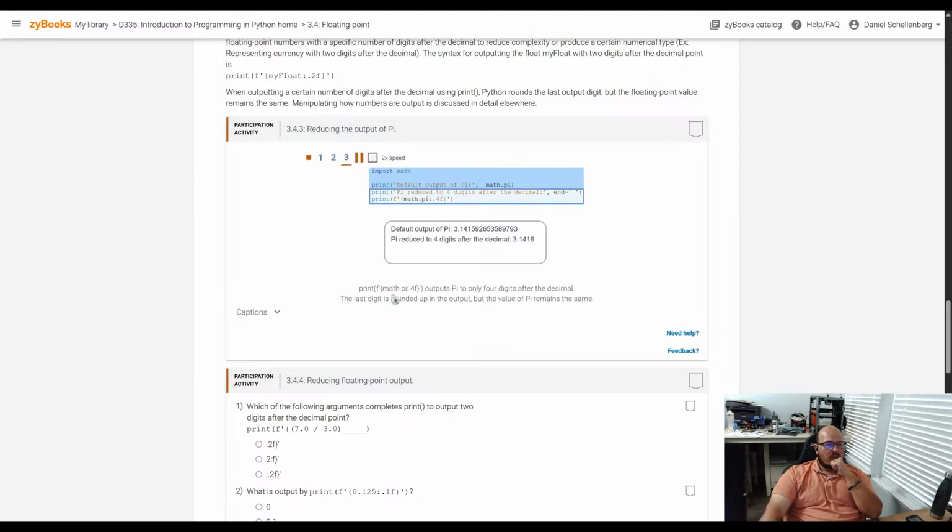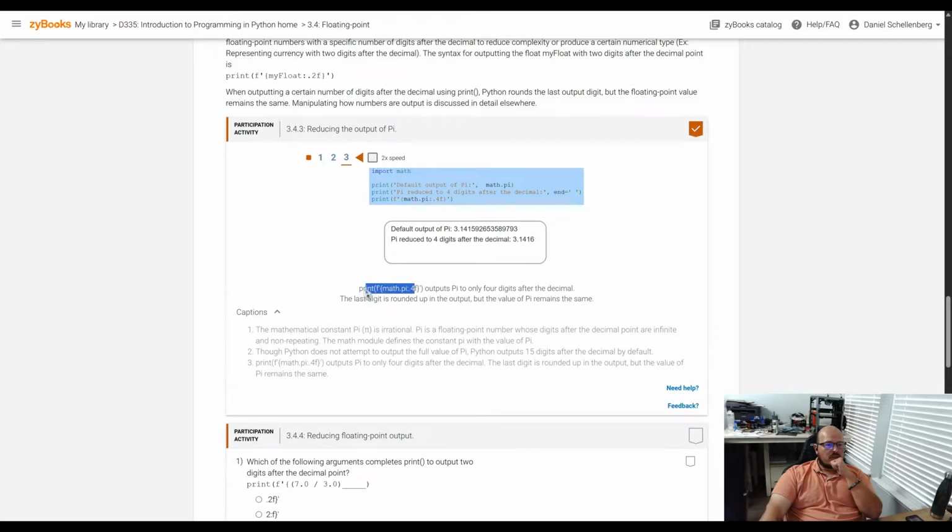This code here is the same as up here. It outputs pi to only 4 digits because instead of .2 like it does up here, so 2 decimals, it has 4, meaning I want 4 digits after the decimal, which is shown here. I can't remember what this is called. I'll look that up. But that's what that does.